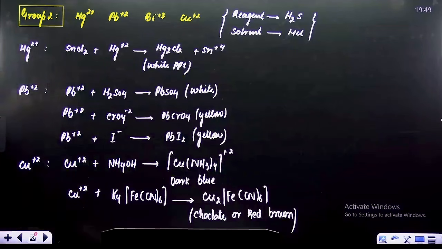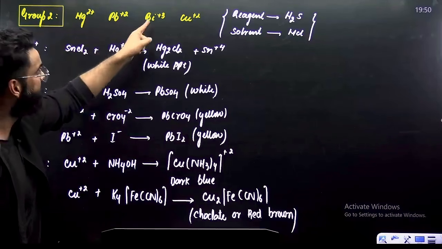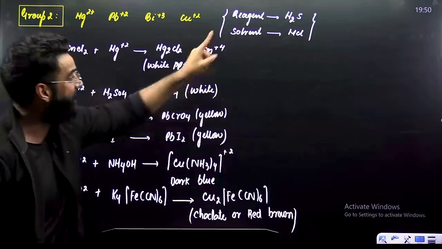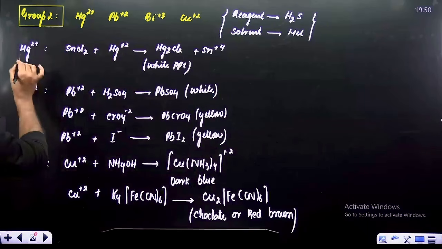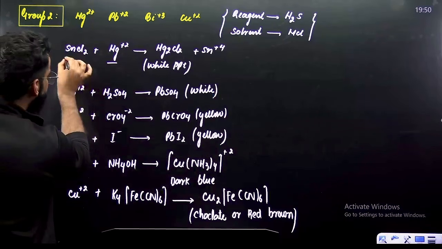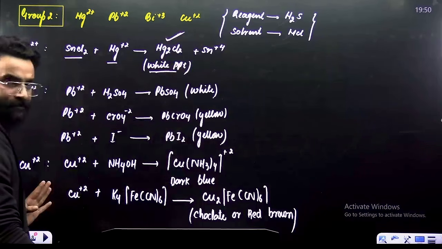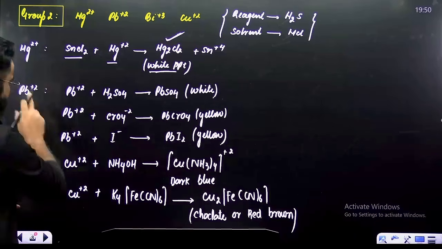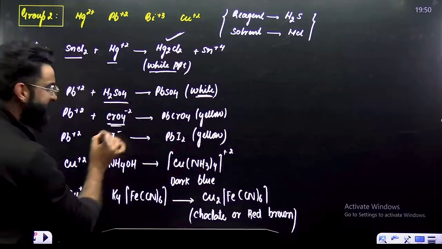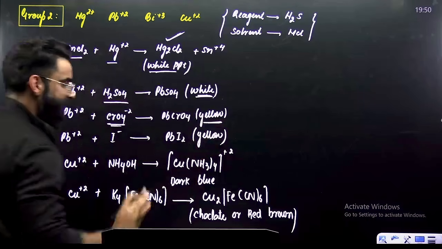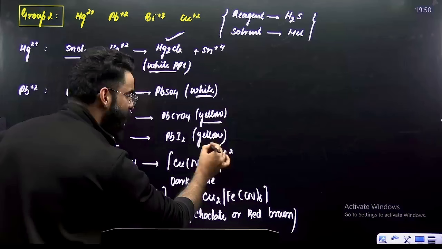Moving ahead, group 2. In your group 2, you have got Hg2+, Pb2+, bismuth 3+, copper 2+. Reagent used here is H2S, solvent used here is HCl. Now, my dear students, remember Hg2+ on treatment with SnCl2 forms a white precipitate. That's your Hg2Cl2, mercurous chloride, right? Pb2+ on reaction with H2SO4 forms a white precipitate. Again, on reaction with CrO4 2-, it forms a yellow precipitate. Perfect. Similarly, the same Pb2+ on reaction with I-, it again forms a yellow precipitate.